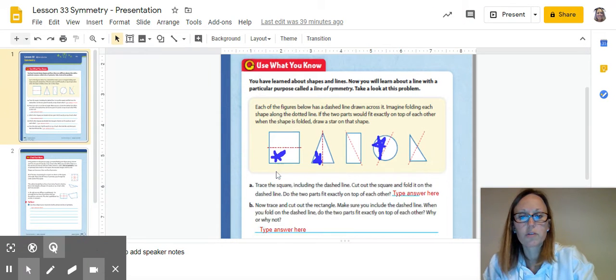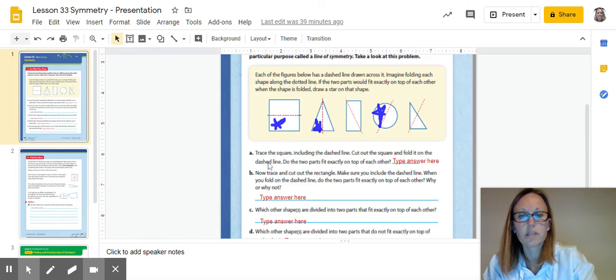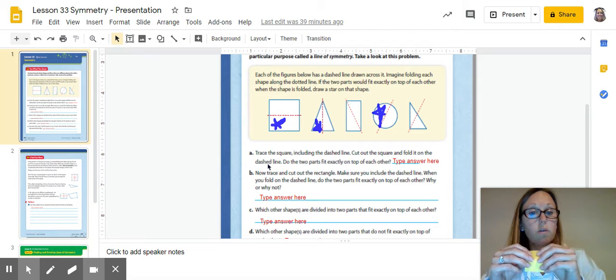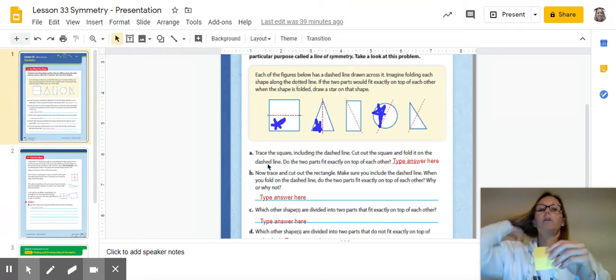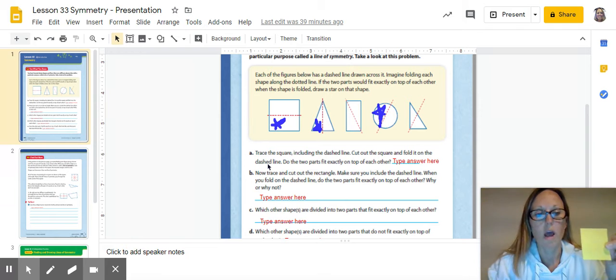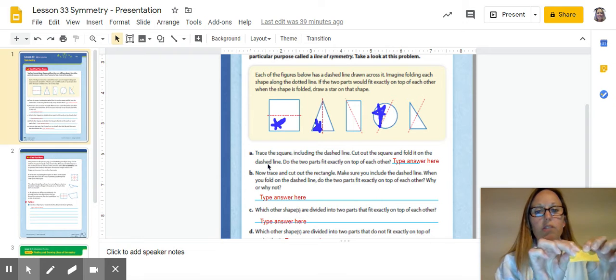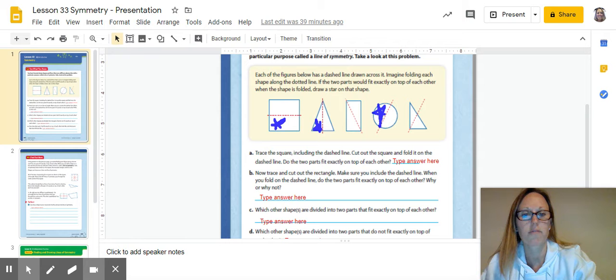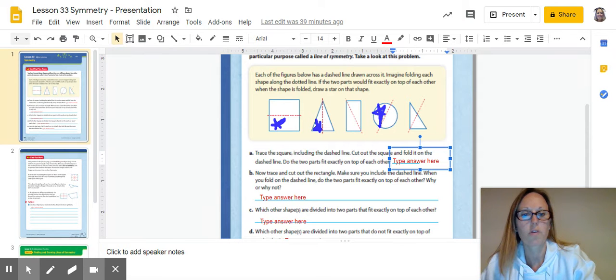Okay, now we're going to go on down to here. It says trace the square, which you guys will be filling in the answers on, so you'll want to listen to me in the background and fill it in as I'm filling it in. So I traced the square and I included the dashed line. It says cut out the square and fold it on the dashed line. Do the two parts fit exactly on top of each other? And the answer is yes. So I already have the text box here for you. I'm just going to erase those and I'm going to write yes.